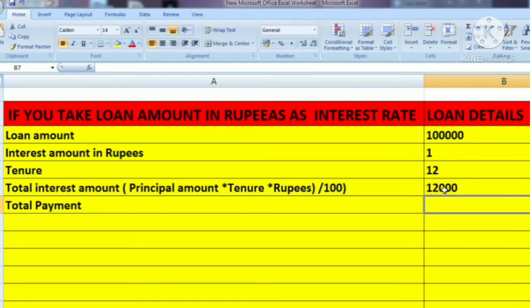Total payment is 1 lakh. So take a calculator: 1 lakh plus 12,000. So the total amount we have to pay is 1 lakh 12,000 rupees, which is very high. Same example: if you take the same loan amount and the same tenure, 1 lakh rupees, in a bank, what exactly will we observe?